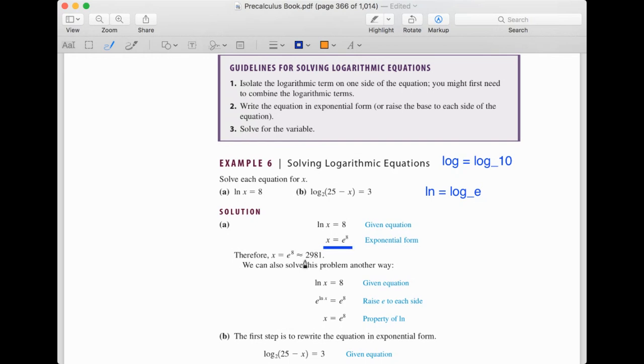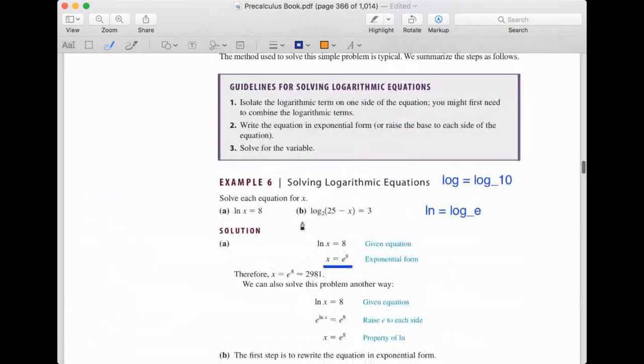But if we do want to know, we can punch it into a calculator. It's approximately 2,981. But for our answer, we can leave it as x equals e raised to 8. That's a perfect answer, right? It's not estimated.